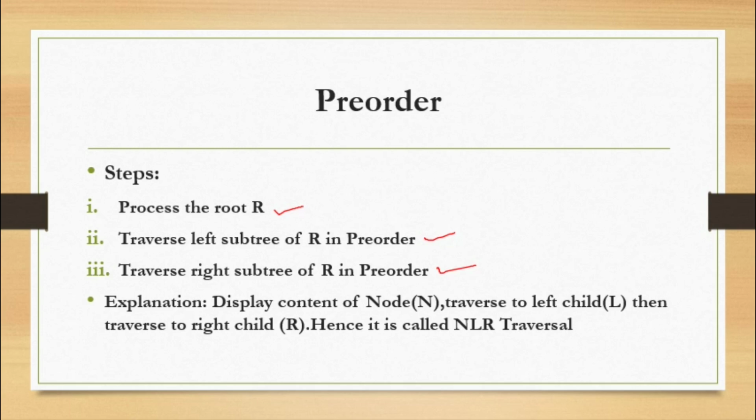So what does this mean? What do these three steps mean? That is nothing but we need to display the content of node N in the beginning, then we need to traverse to the left child, traverse means move, then traverse to the right child R, hence it is called NLR traversal. So here N represents root, L represents left, and R represents right.